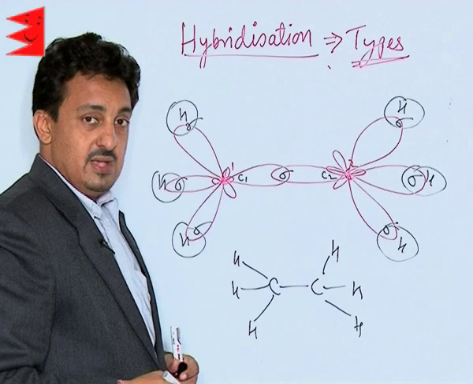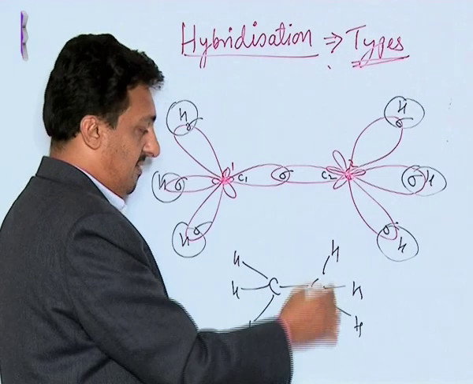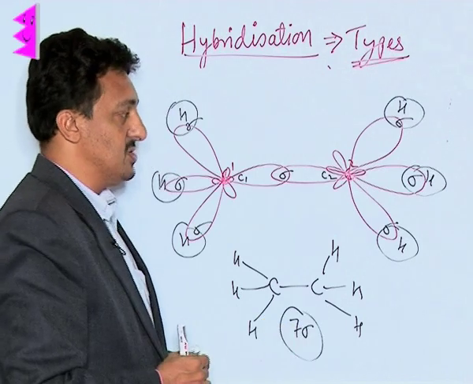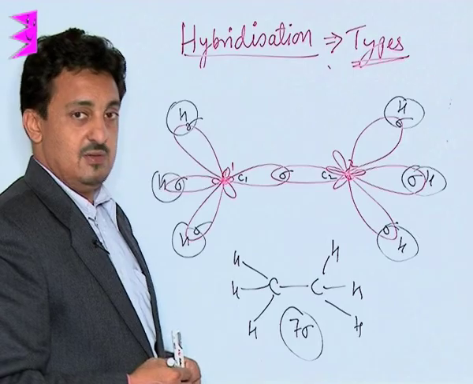So how many sigma bonds are there in this? 3 here, 6, and this one. Total 7 sigma bonds are here in this. So this is your typical ethane molecule.